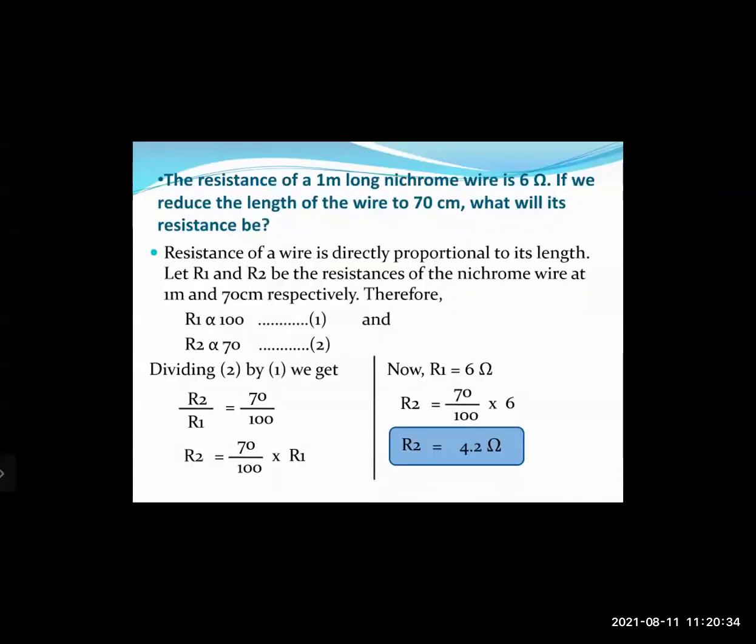Now this numerical is not in your textbook. It is an extra numerical that I have given from my end. Okay, so please take a screenshot of this one. What does it ask? The resistance of a 1 meter long nichrome wire is 6 ohms. Okay, nichrome is an alloy. The resistance of a 1 meter long nichrome wire is 6 ohms. If we reduce the length of the wire to 70 centimeters, what will its resistance be?